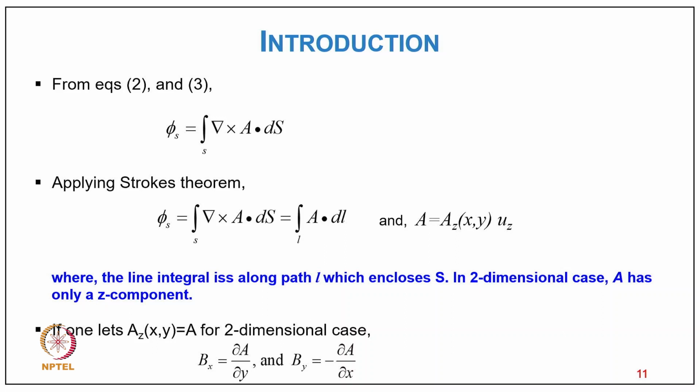So, phi s becomes a surface integral of del cross A into ds, and that is the line integral of A into dl, where A equals Az as a function of x, y into uz, where the line integral is along path L, which encloses S, and in the two-dimensional case A has only the z component. So, if one lets Az, as a function of x, y, equal to A for the two-dimensional case, then Bx equals the partial derivative of A with respect to y, and By equals minus the partial derivative of A with respect to x.